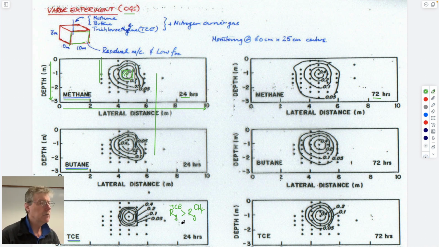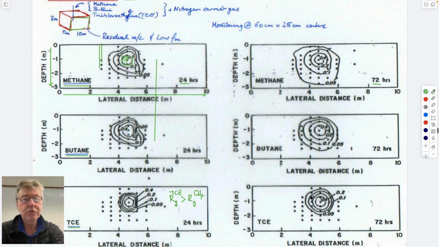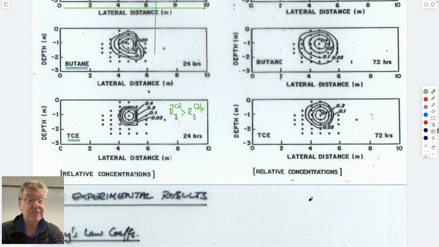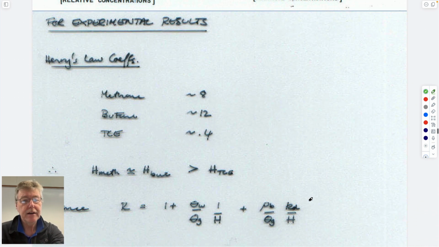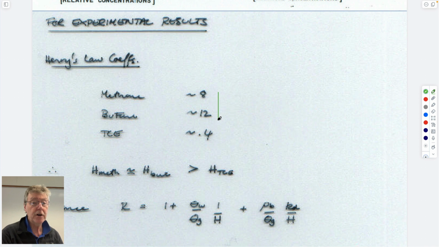Good. Thanks for telling me. And you see it again here. So these are moving slower, retardation has to be lower. And so you can look at those values, and I think that's what's done here. You could calculate those retardation magnitudes just by looking at how far it should have gone for a conservative gas and how far it's gone for one that's been retarded.